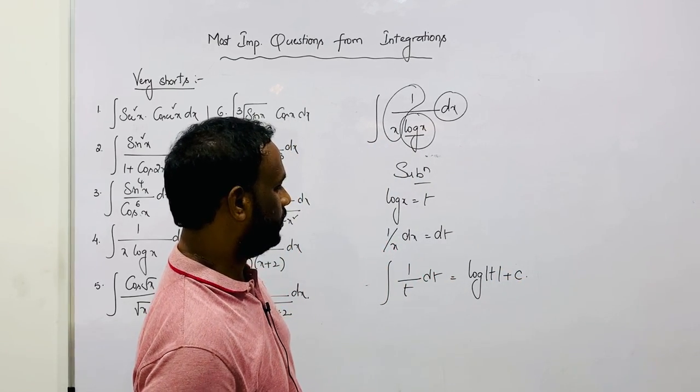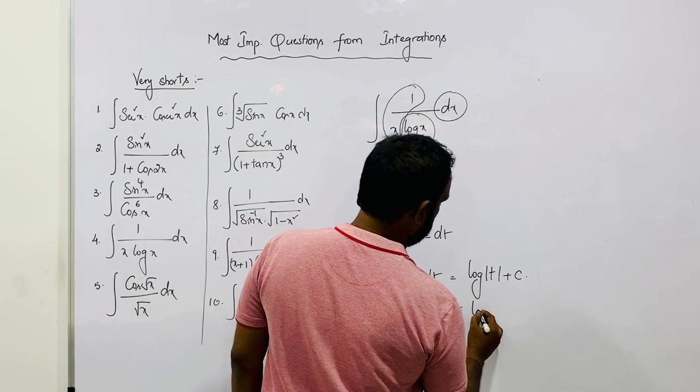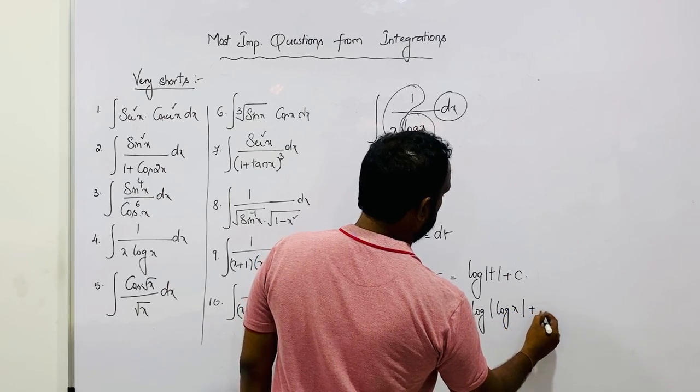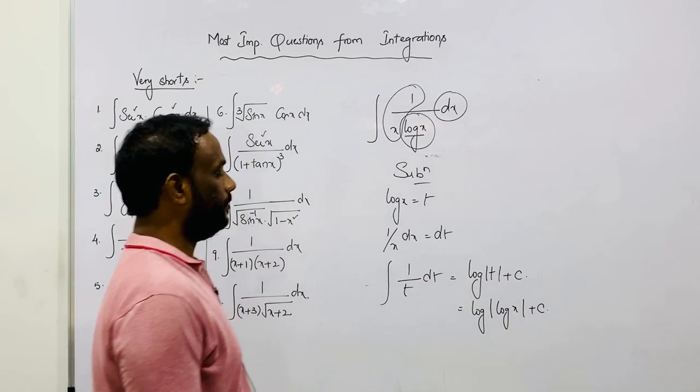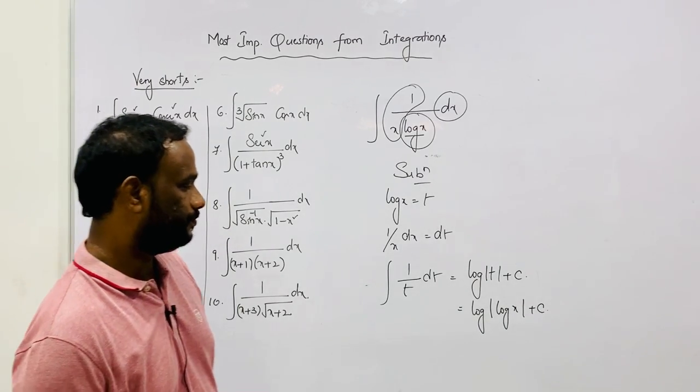Now resubstitute the value of t. Log x is taken as t, so the answer will be log of log x plus c. This is the solution, where c is the constant of integration.